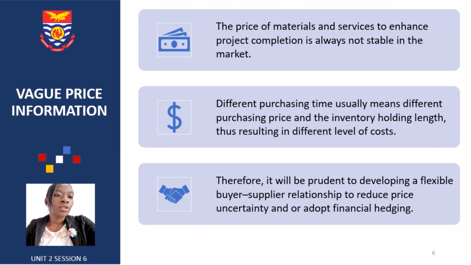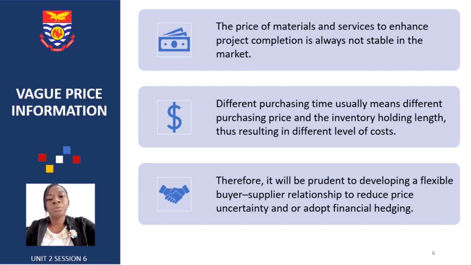Another is vague price information, which can also be an issue you have to look out for. The price of materials and services, which would help you complete the project, are not always stable in the market. We've seen how inflation has been happening since 2021. And so today you go and ask for the price of the product and it is X amount. The next day you go into the market, it is 2 times the amount. And you realize that all of this is going to affect what? Your projects as well.